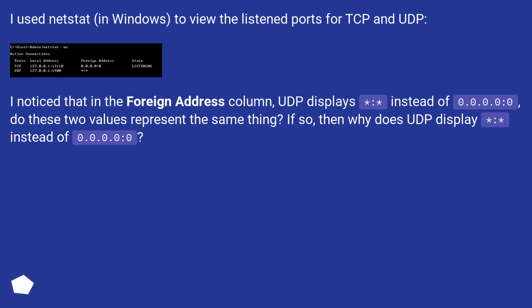If so, then why does UDP display *:* instead of 0.0.0.0:0?